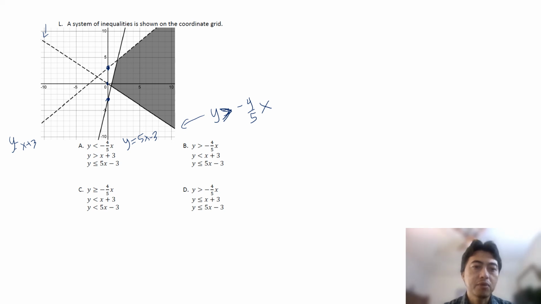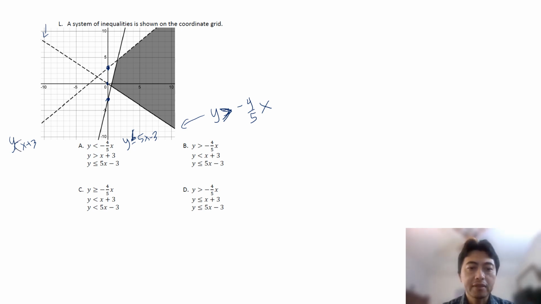Next, if we look at y equals 5x minus 3, it's a solid line, so that will be less than or equal to, or greater than or equal to. But if you look at the shaded part in relation to that line, it is below it, so this will be less than or equal to. And then for y equals x plus 3, it's a dashed line. Therefore, we will have either less than or greater than. And as you can see, the shaded part is below the line, so it's less than x plus 3.